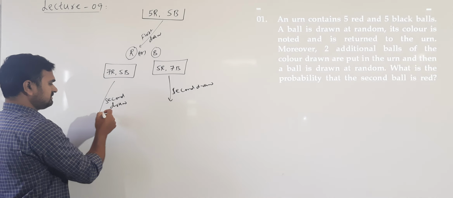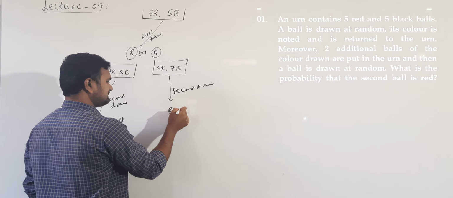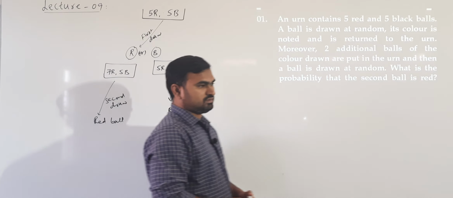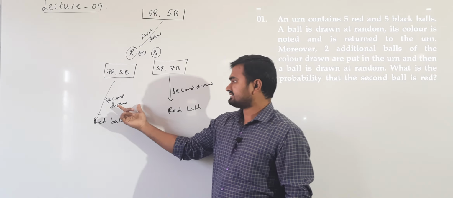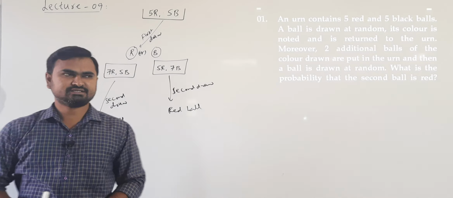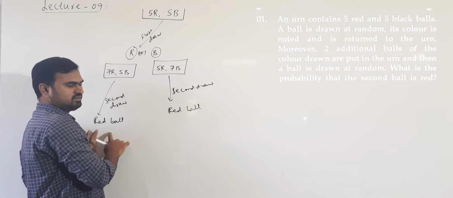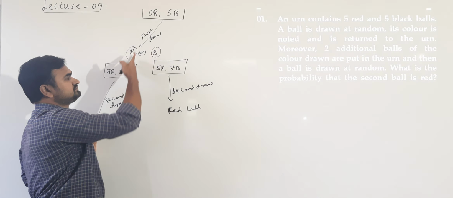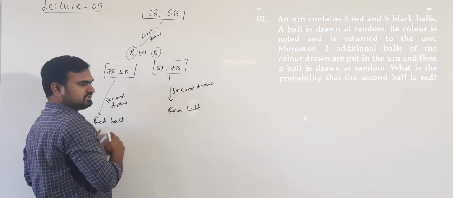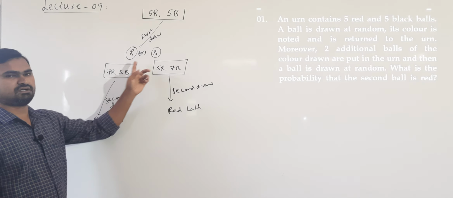Now, in the second draw, we are interested in getting a red ball. Understanding the problem? What we draw in the second draw depends on the first draw, and we are interested in getting the second ball as red. In how many ways can we get the second ball as red? In 2 cases: the first ball is red, or the first ball is black. So we are finding the total probability of occurrence of a red ball in these 2 cases.